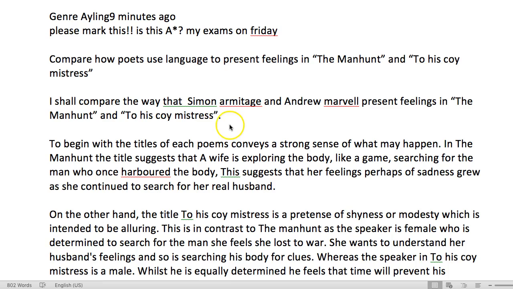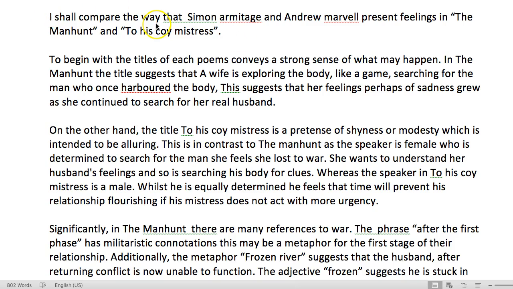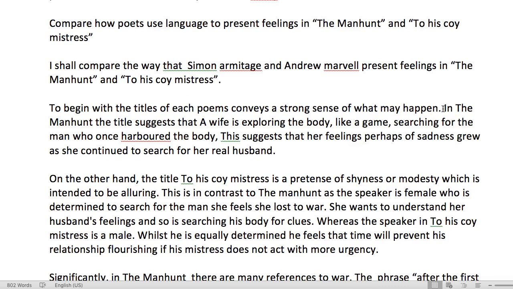Having said that, I'm going to mark the rest, assuming that all the spelling, punctuation and capitalization was correct. If you got that correct, would I still feel like giving this an A star? Well, the other thing I'd say is you don't need that sentence. This is where your essay could start, right here. "To begin with, the titles of each poems convey a strong sense of what may happen." Well, what may happen when? What's that got to do with your question, which is about feelings? Your opening statement isn't linked to the question. So no, I still don't want to give you an A star because you're not thinking like an English student.